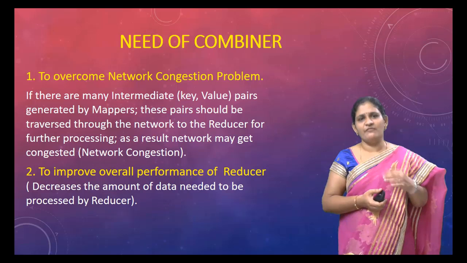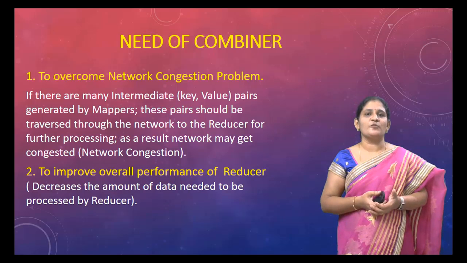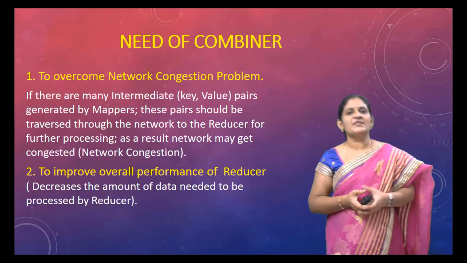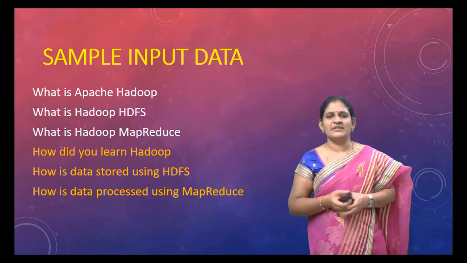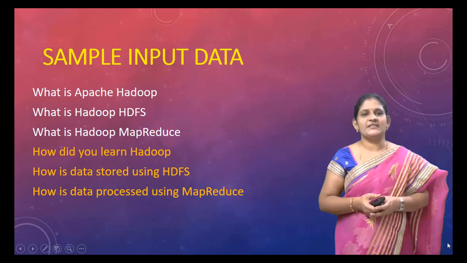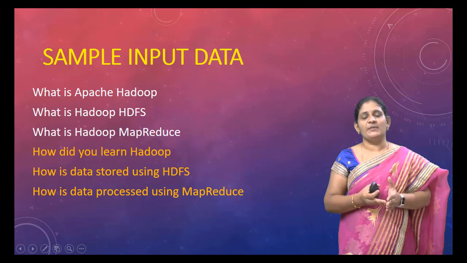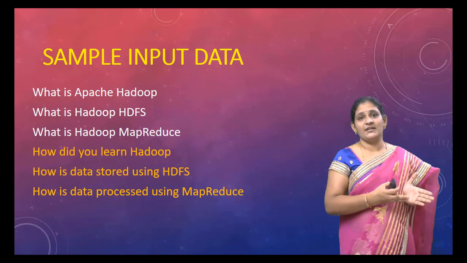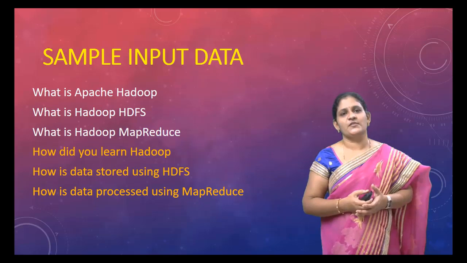Now students, we will see how we are exactly going to reduce the number of intermediate key value pairs by using the combiner. We'll see with an example. For that, I have taken some sample input data. I have specified it here in the slide. I have taken 6 records. I will be processing these 6 records with the combiner class as well as without using the combiner class. I will show you, and you can see the difference.